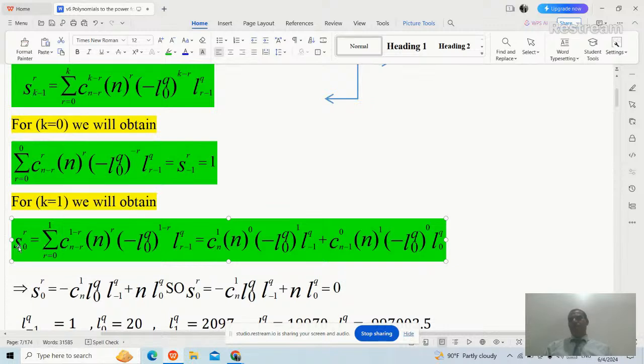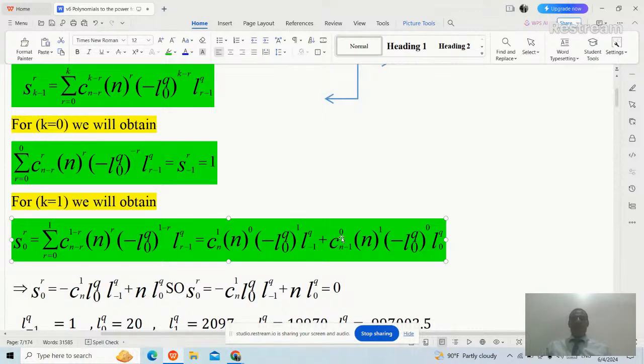So I'll just write it as S0 of order r equal the sum from 0 to 1, combination n minus r, 1 minus r, of course. Okay, n raised to the power r between parentheses negative L0 for the q raised to the power 1 minus r times Lr minus 1 over the q. Learners, when r equals 0, it will be combination n choose 1, n raised to the power 0, between parentheses negative L0 for the q raised to the power 1 times L minus 1 for the q. This one, learners, is 1, okay?